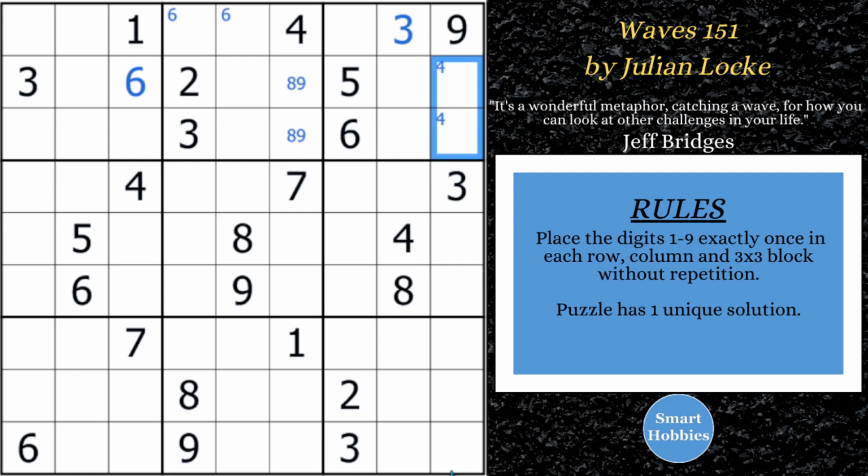So now with this 4 as a pointing pair, and this 4 coming down, there's only one spot left for a 4 in block 9. Nice. So 4, 4, and we're going to create another pointing pair of 4s because of how this 4 cuts and this 4 comes across.